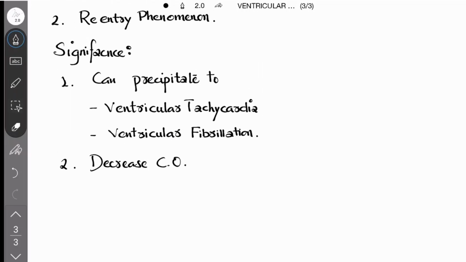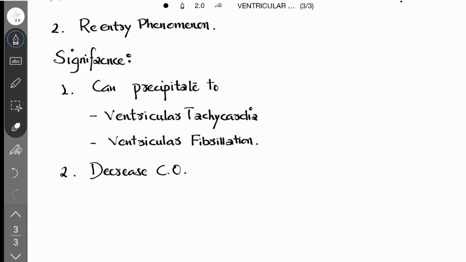So what does it mean? Even if the patient is asymptomatic or there are no symptoms, we should work up the patient because we want to find the foci of that premature complex. Do an echocardiogram or any other imaging modality, and find where the foci is.